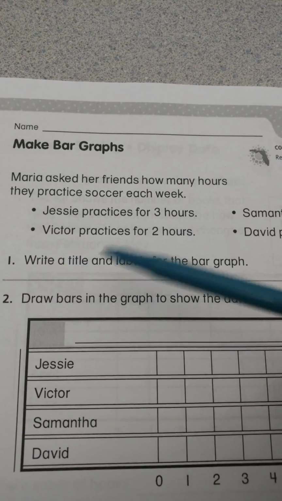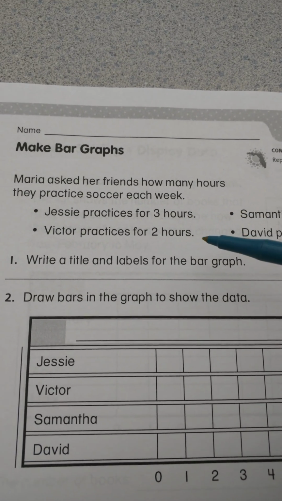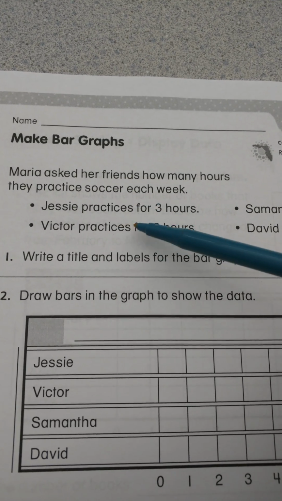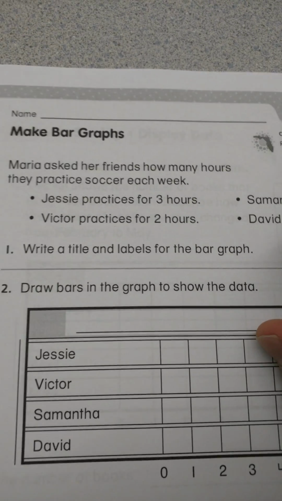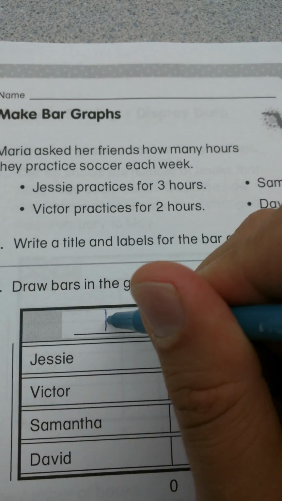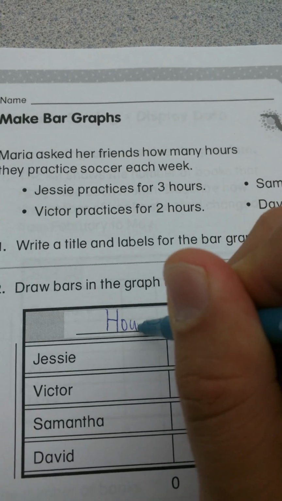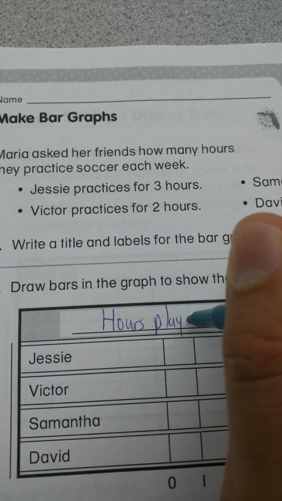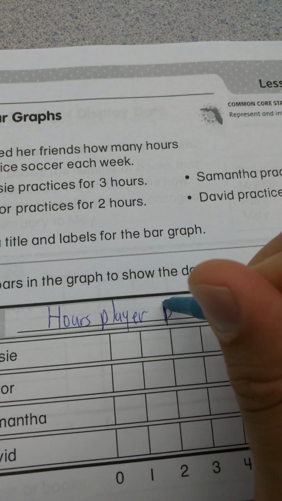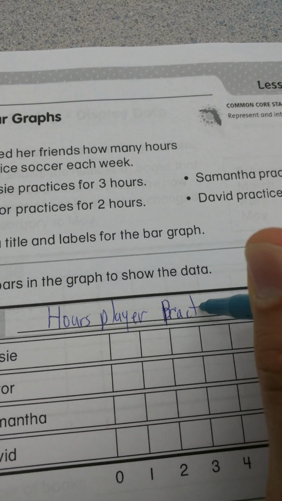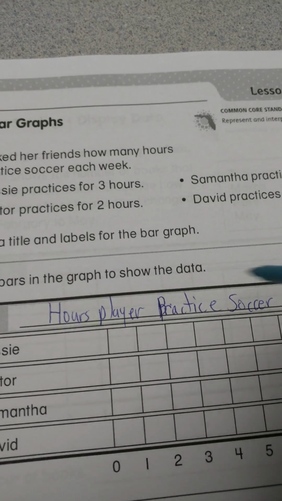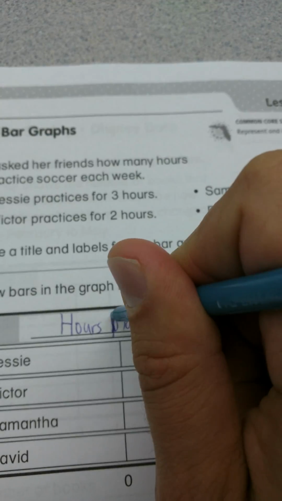On number 1, it says write a title and labels for the bar graph. So the first thing we need to do is figure out what this is about. It's about practicing, and they're practicing soccer. So we write Hours, Players, Practice, and actually these should all be capital letters. Practice Soccer. Because it's a title of something, the letter should be capitalized. So this should be a capital P as well.